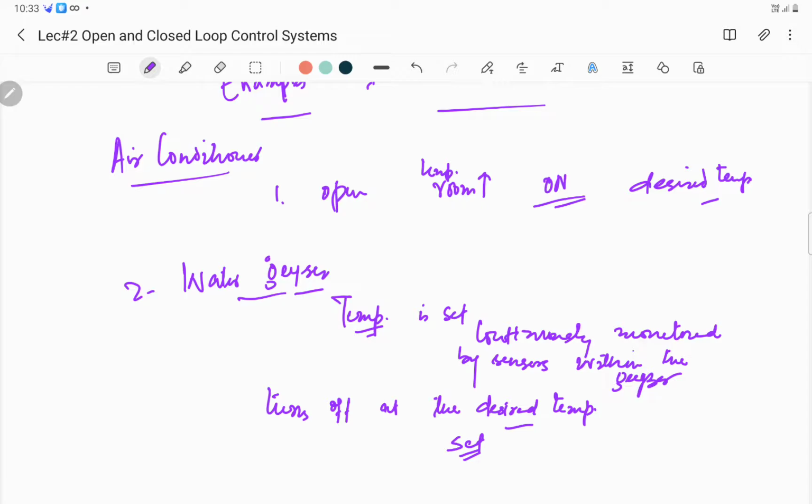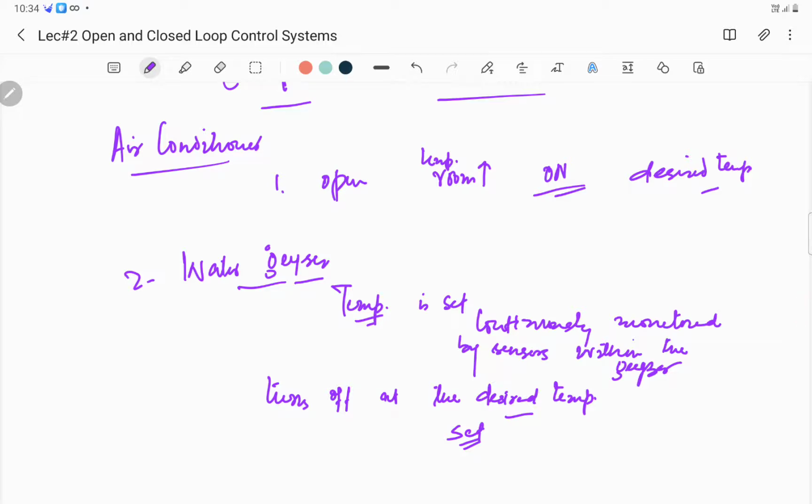If after usage of some water the temperature of the water falls down, the geyser again turns on automatically because the sensor senses that the temperature has dropped. This results once again in heating of the water, and it stops again when the desired temperature is reached. So these were some of the examples of open and closed loop control systems. In a nutshell, we have discussed open and closed loop control systems and given a few examples of each.